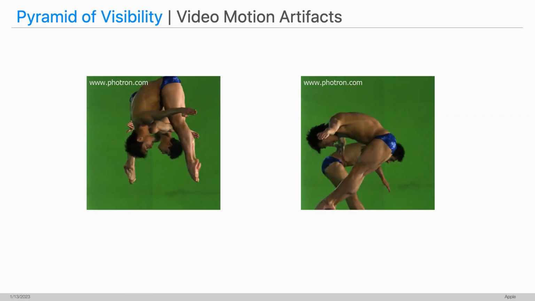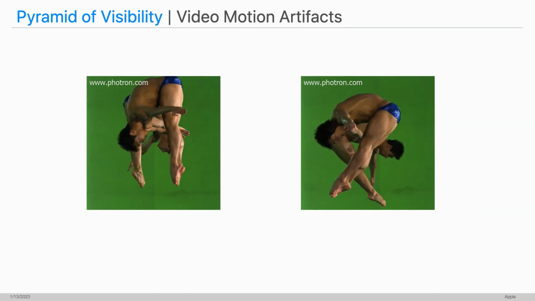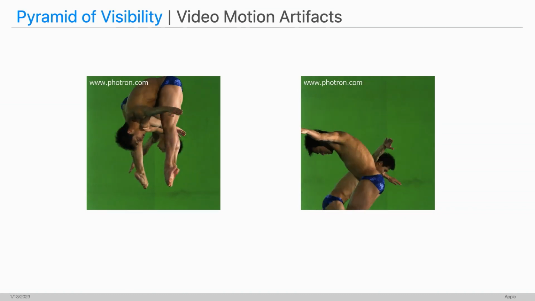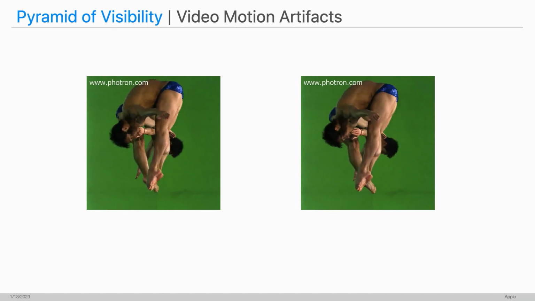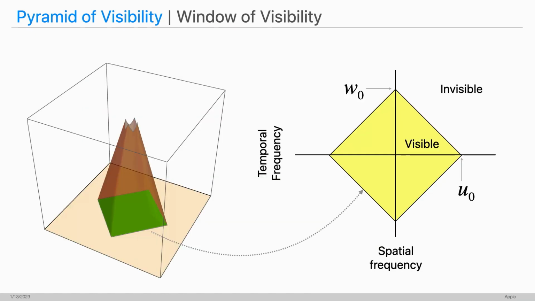And there are various ways we can ameliorate that by doing interpolation or frame averaging and so forth, but they all have penalties. So the key question is, how can we use the pyramid of visibility to evaluate a particular frame rate under a particular set of constraints? And again, to remind you, the window of visibility is the base of the pyramid.